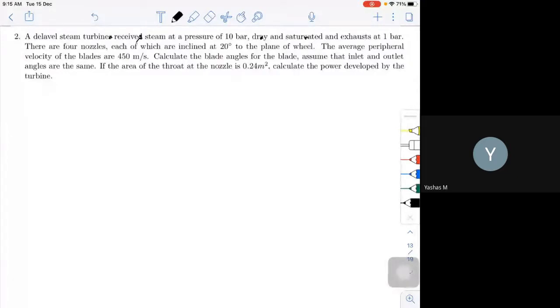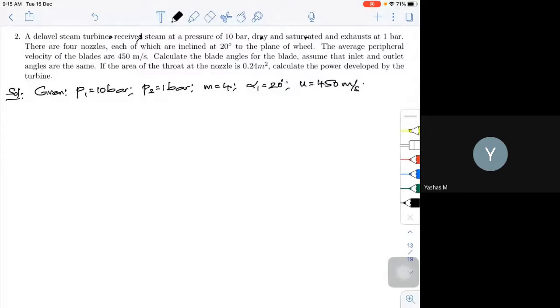So let's try to find the solution for it. So what is given? They have given the inlet pressure, that is P1 is equal to 10 bar. They have given the exit pressure, which is 1 bar, and they have given the number of nozzles. Let me call that N or whatever it may be. Then alpha 1 is equal to 20 degrees. Then they have given the peripheral velocity, that is U, 450 meters per second.